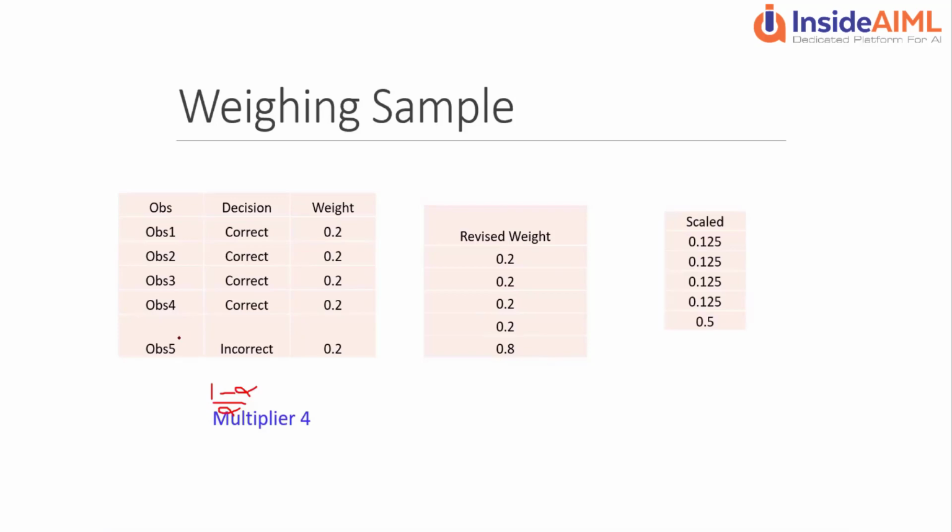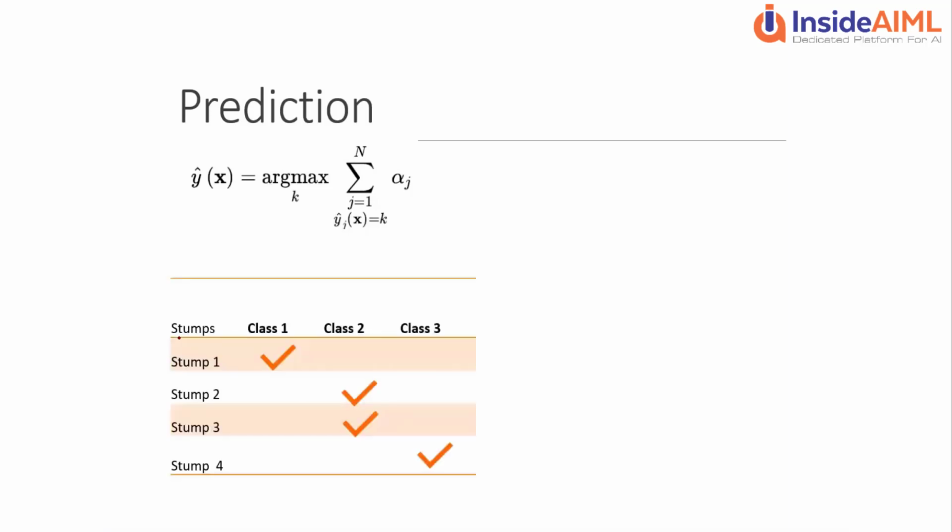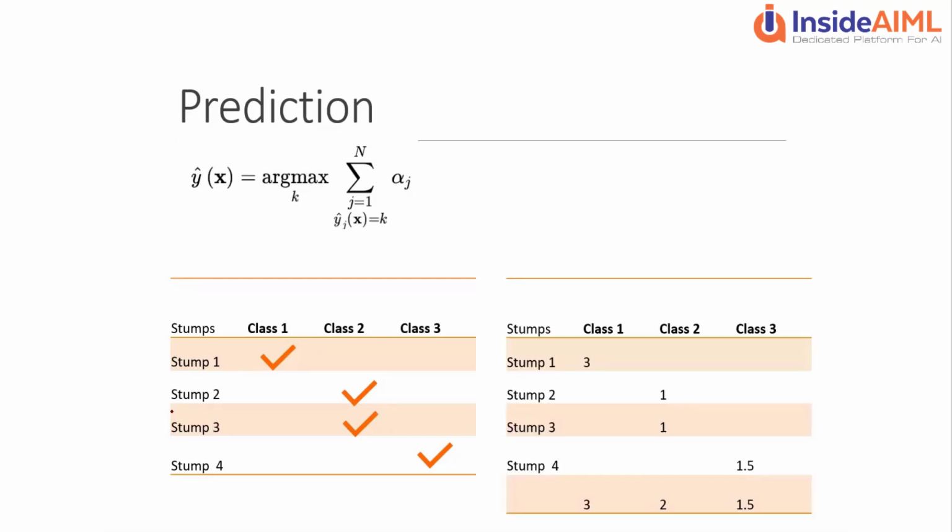So that's the objective. When it comes to prediction, maybe you have 4 stumps. The first stump says class 1, stumps 2 and 3 say class 2, and stump 4 says class 3. I'm just going to look at their weights. The first stump has a weight of 3, stump 2 has a weight of 1, stump 3 has a weight of 1, and stump 4 has a weight of 1.5. So I will sum them up, see where I have more weighted votes, and go by that decision. So that's the overall scheme of AdaBoost.